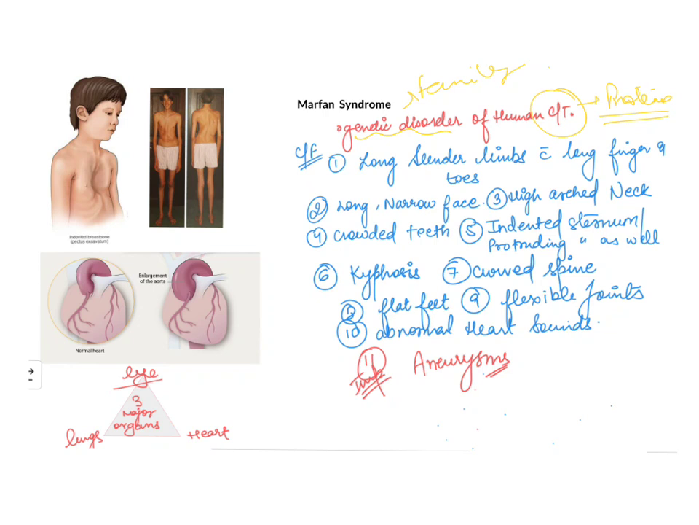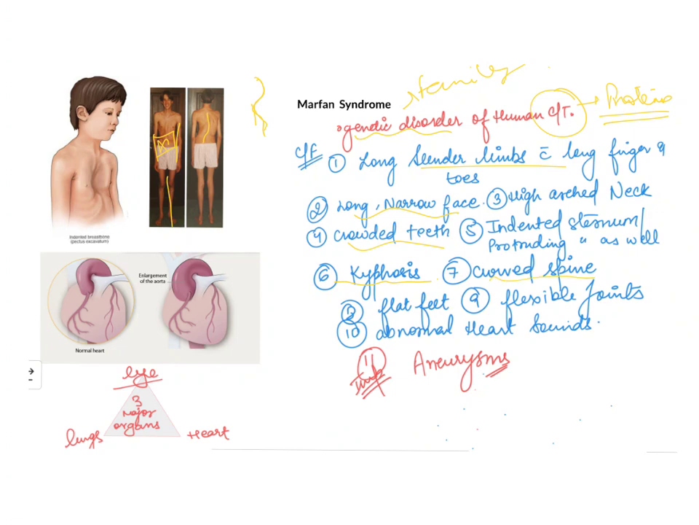For the first thing, I want you to notice the picture here. See, the arms and the legs are so long in such patients. The torso region is not that long, but the arms and limbs are very long. Then there is a curved spine, which is basically kyphosis. Do you know what kyphosis is? When there is an abnormal curvature seen in the spine, that is kyphosis. It affects posture. Then crowded teeth, a long and narrow face, and slender limbs, which I've already told you. Long fingers and toes can also be seen.